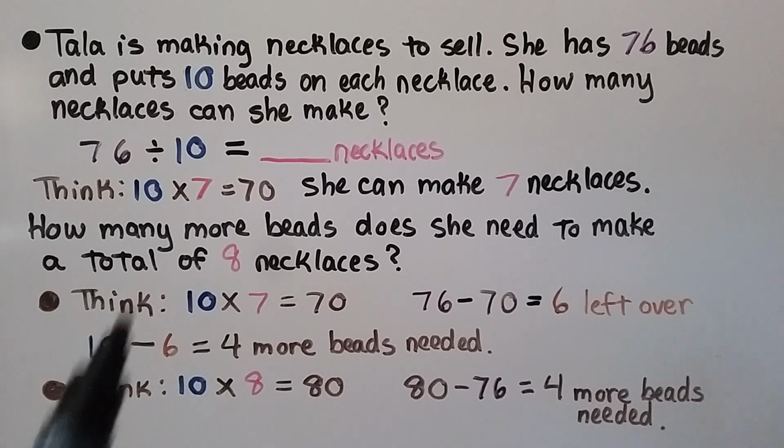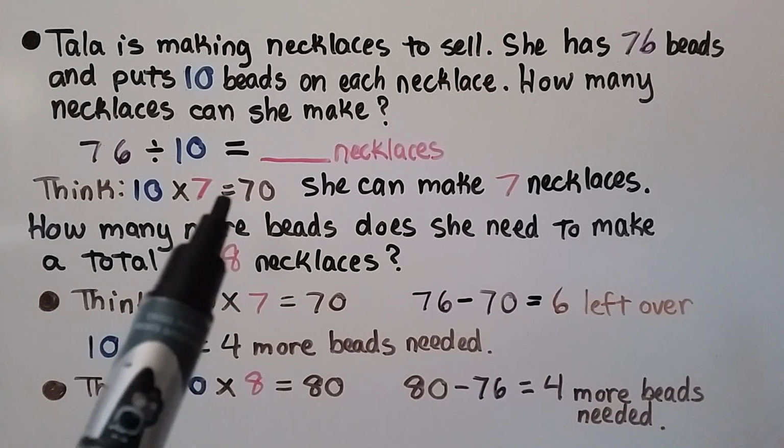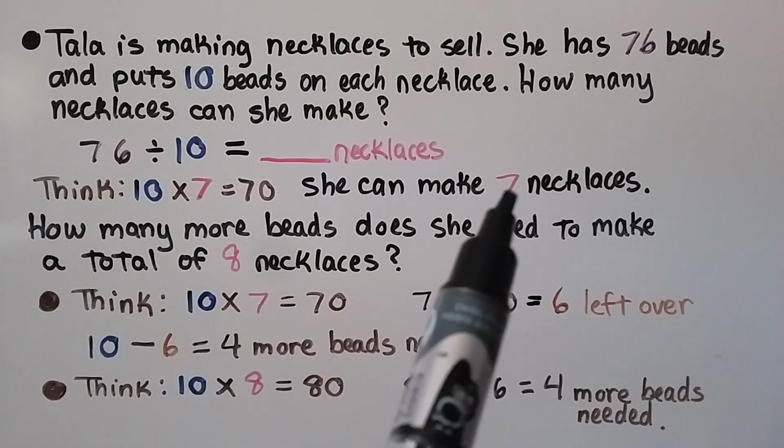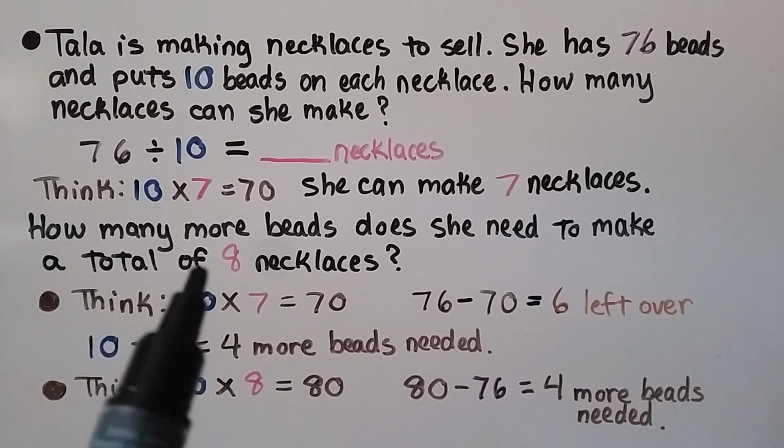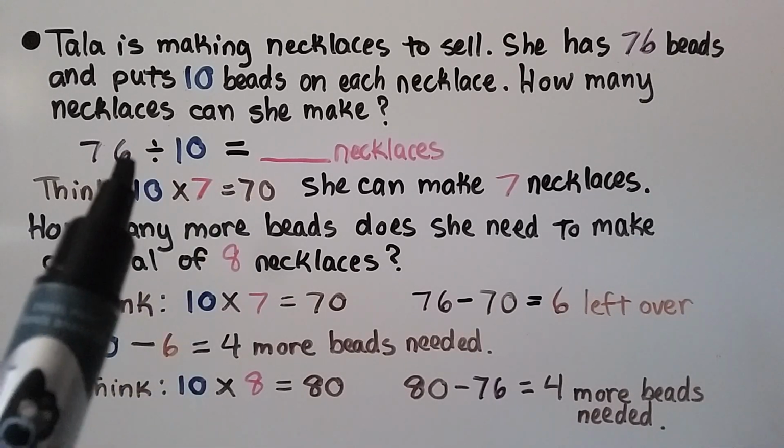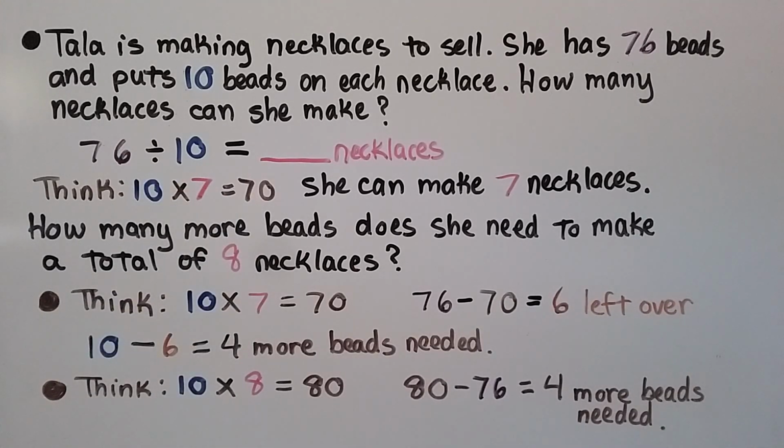And we think, well, 10 times 7 is equal to 70. So we know she can make at least 7 necklaces. But then she'll have some left over, won't she? So how many more beads does she need to make a total of 8 necklaces?